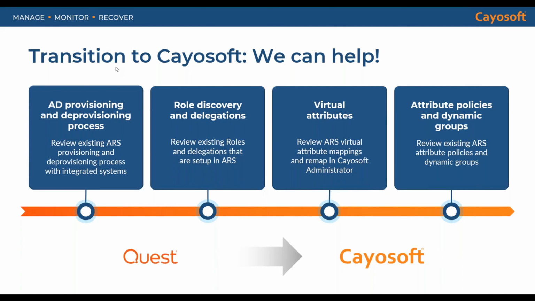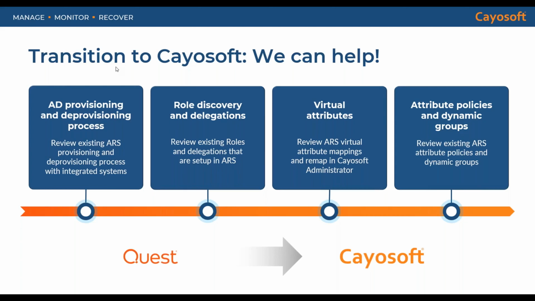We're here to help. I want to make sure you understand it. If we look at the AD provisioning and deprovisioning process, we really just need to review your existing Active Roles provisioning and deprovisioning processes, look at what systems you're integrated in, and then replicate that into Cayosoft Administrator. We need to review the existing roles and delegations. We need to take into consideration your virtual attributes, as well as any attribute policies and dynamic groups.